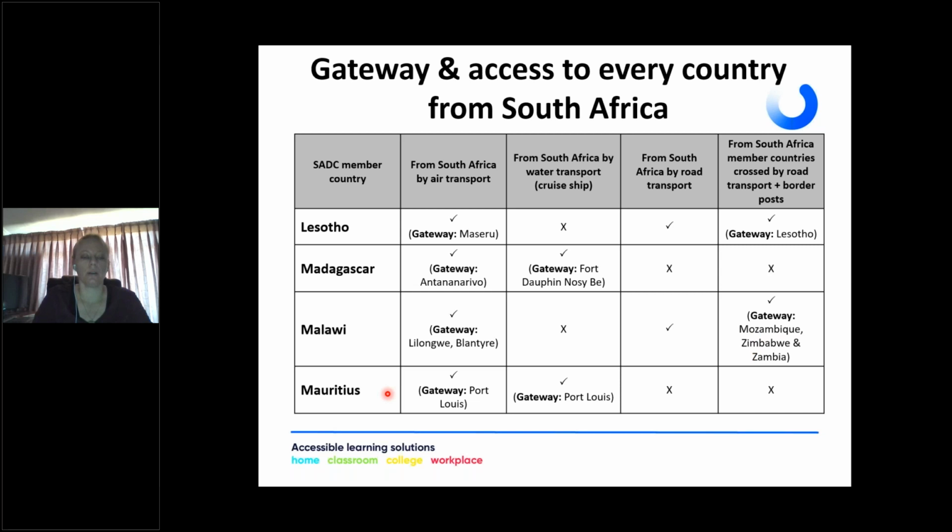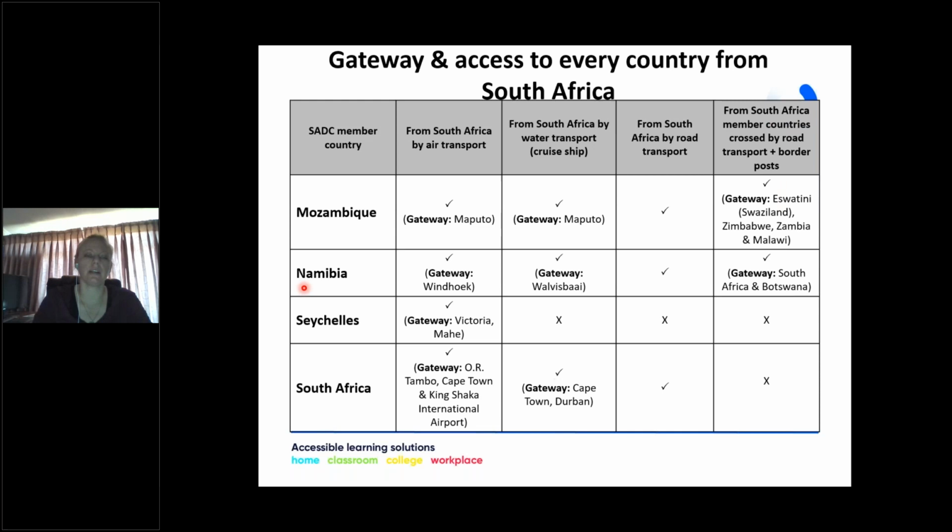Mauritius you can reach via air transport, once again through the capital city, which is Port Louis. You can also reach it via water transport or a cruise ship. Once again, the gateway there will also be Port Louis. You can't reach it from South Africa with road transport, so you won't cross any borders or any countries when going to Mauritius.